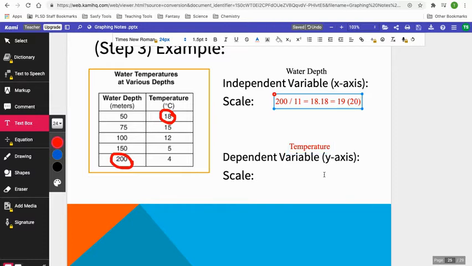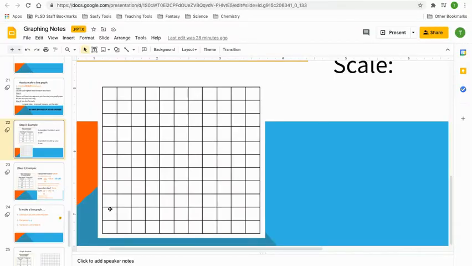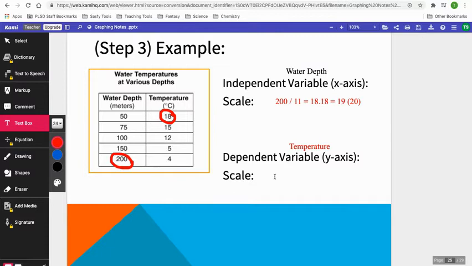Now, for my temperature, I have a high of 18, but now it's going to be on the y-axis. Looking at your graph, I have to count my squares on the y-axis, and it's not always going to be the same. So always make sure you count. 1, 2, 3, 4, 5, 6, 7, 8, 9, 10, 11. So it's also 11. So I'm going to take my largest value, 18, and I'm also going to divide it by 11.